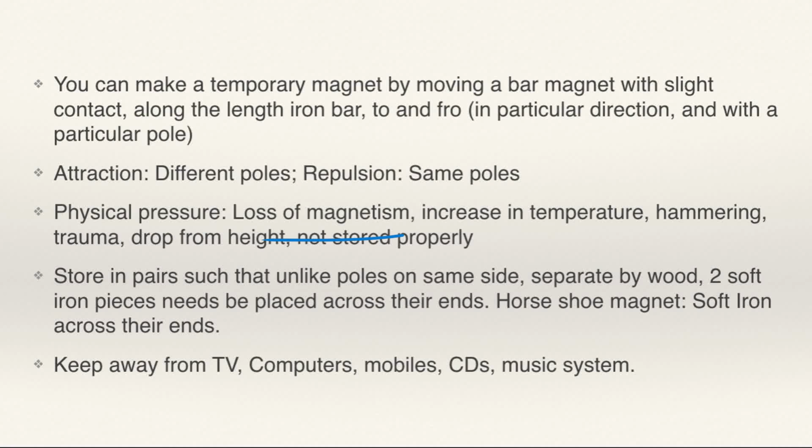Now if you apply physical pressure, then the loss of magnetism may happen. If you increase the temperature, if you start hammering it, if you drop it from height, or if it is not stored properly. Whenever you store them, store them so that unlike poles are on the same side, either separated by wood because it is not magnetic, or you can place two soft iron pieces which will preserve the magnetism. In case of a horseshoe magnet, you always keep soft iron across their ends, and you obviously keep it away from TV, computers, mobile, CDs, music system. It can damage the equipment as well as damage itself, and loss of magnetism may happen.